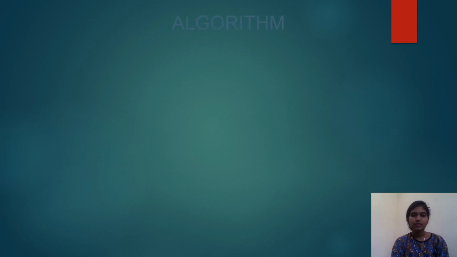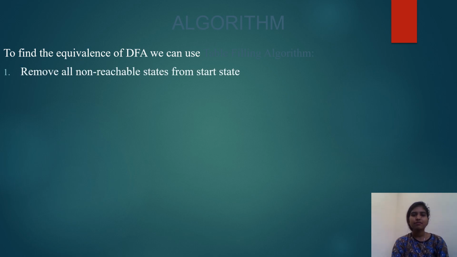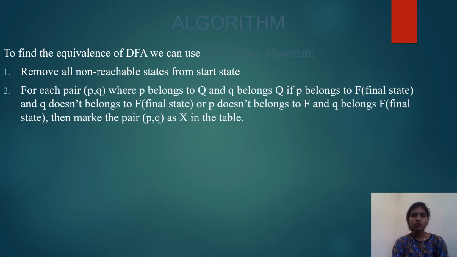Now we can see the algorithm used to find the equivalence of DFA. Remove all non-reachable states from the start state, and for each pair P and Q, where P belongs to Q and Q belongs to Q, if P belongs to F, then it is a final state and Q does not belong to F, or P does not belong to F and Q belongs to F.